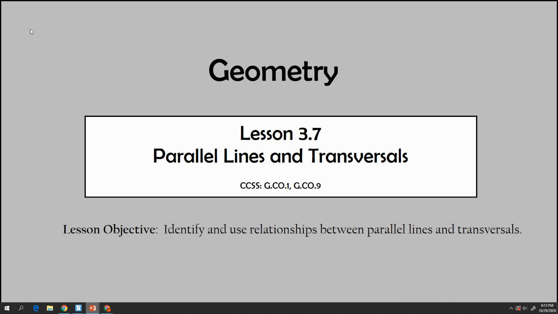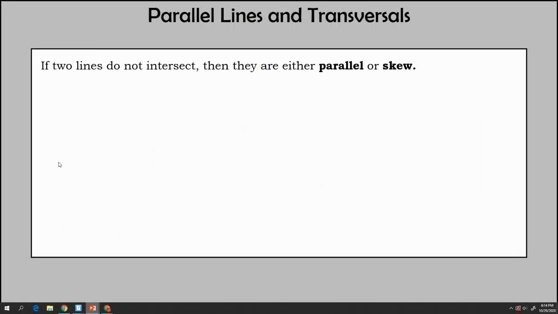All right, we're going to begin lesson 3.7 today, and this is on parallel lines and transversals. The idea we're going to work with primarily today is we're going to identify the different angles created and the relationships between those angles when we have transversals or even parallel lines with transversals. Okay, a lot of key terms and ideas here that we're going to use for the rest of the year.